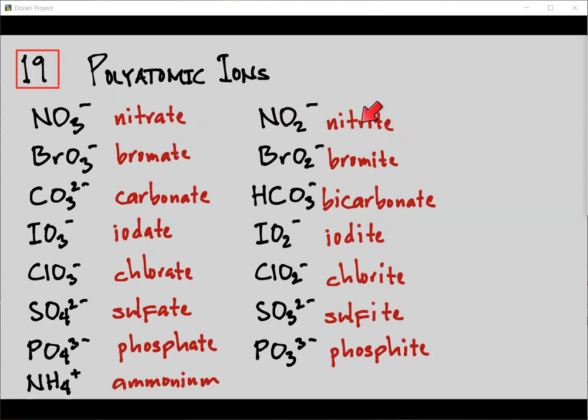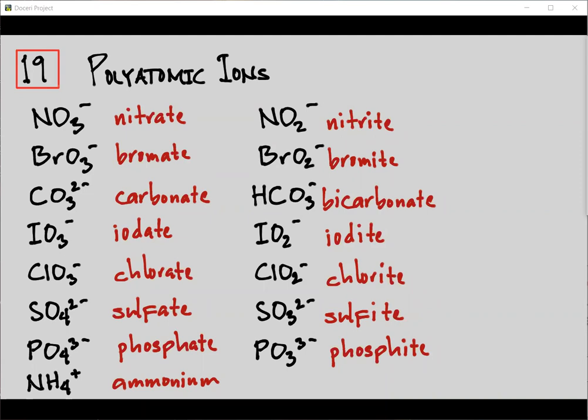So we have nitrite, bromite, bicarbonate. That's kind of an exception here. Instead of subtracting one oxygen, we're adding a hydrogen to the chemical formula, and then deducting one from the -2, so we have a -1. So this is called a bicarbonate ion. And then we have iodite, chlorite, sulfite, and phosphite.